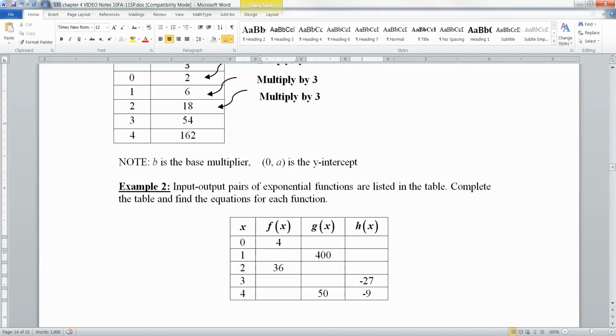So that's no good. Let's try 3. 4 times 3 is 12, 12 times 3 is 36. There it is. 36 times 3 is 108, and 108 times 3 is 324. And again, you can just get that with a calculator.